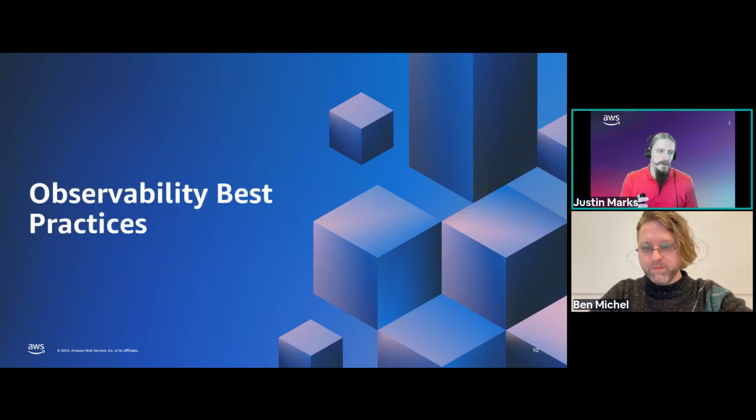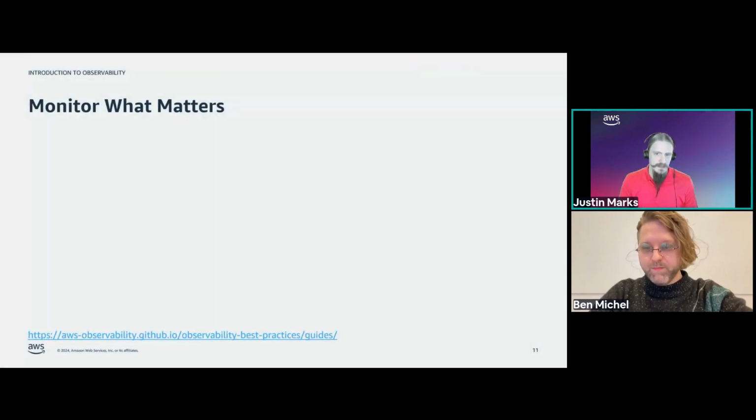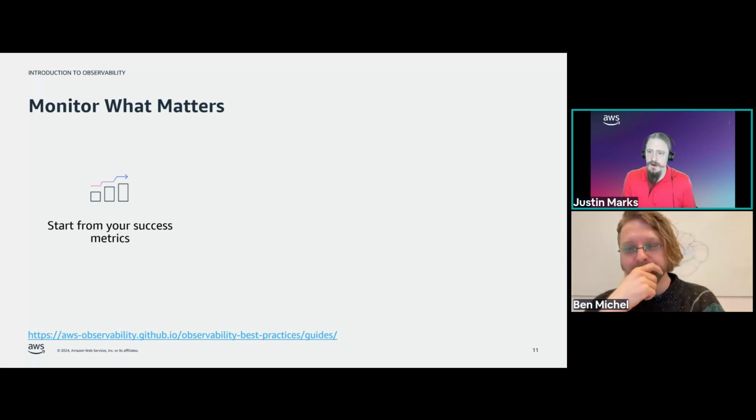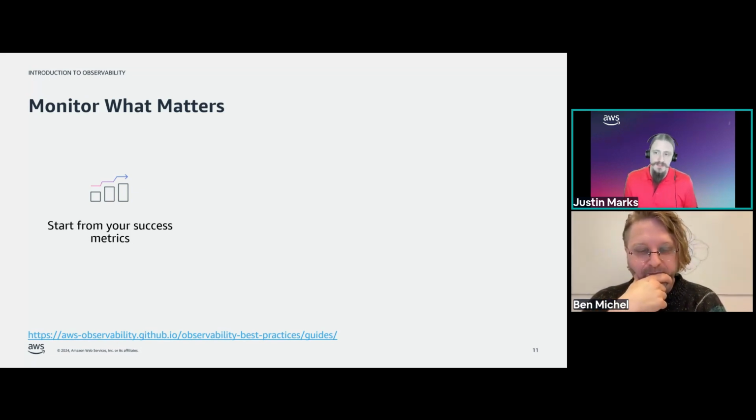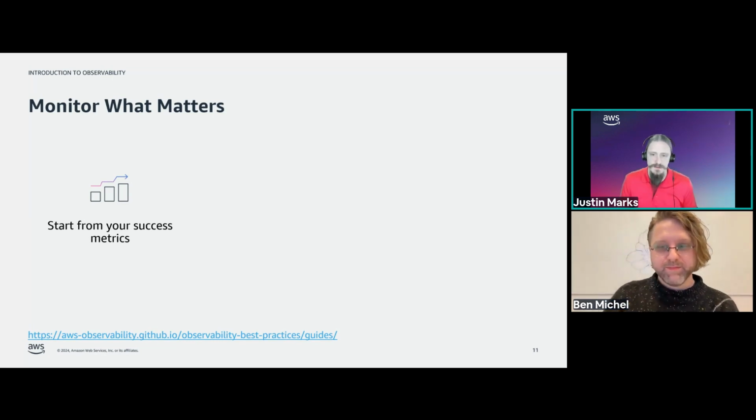Cool. So observability best practices. One of them, probably the most important consideration with observability, is it's not your servers, it's not your network or your applications. It's what matters to you as a business and what matters to your customers and what your success metrics are. So if you run an e-commerce application, your measure for success may be the number of purchases made over the last hour, right? That might be a meaningful success metric.